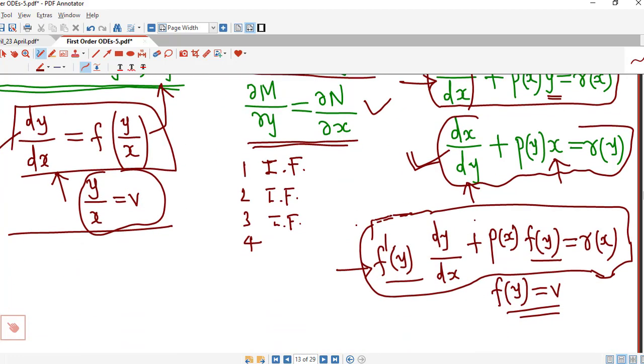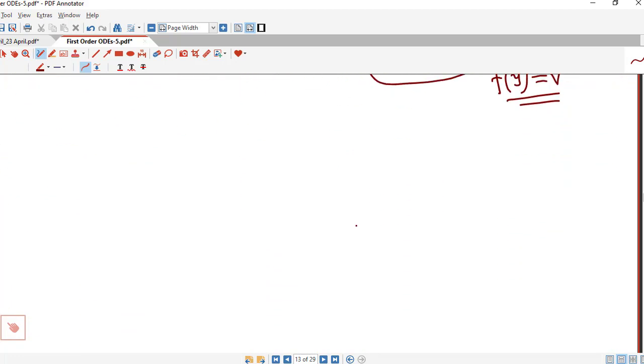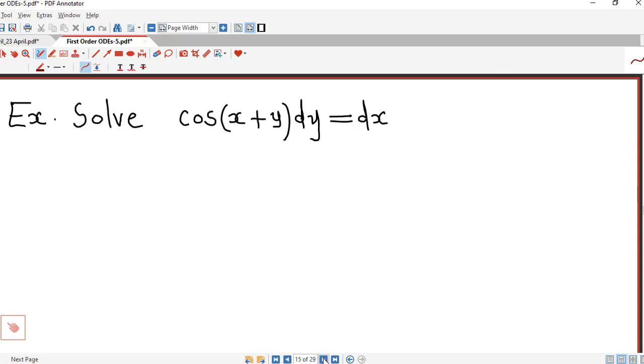So by practicing more and more problems, you will get the idea of which method is applicable for a particular differential equation. So we are going to start some problems based on all the methods, and we start with this first problem. Solve the differential equation cosine of x plus y dy equal to dx.